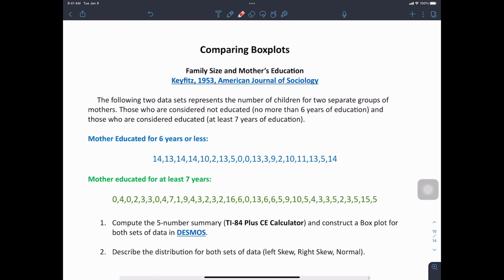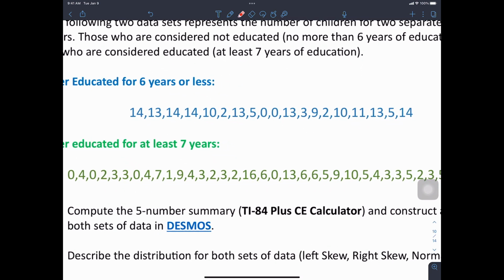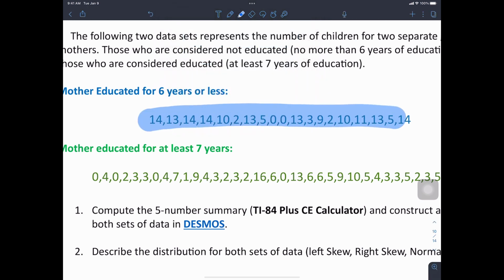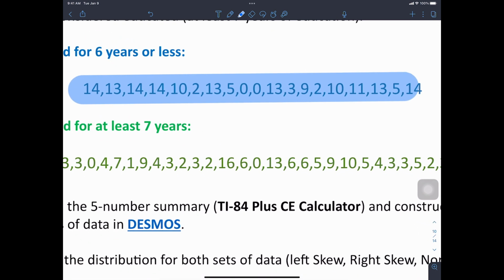Anyway, when was this study done? 1953. Let's see what's going on with those moms. I put the data in blue. This is the less educated mothers in blue. See the data values? What are the data values? 14, 13, 14, 14, 10, 2, 3, 5, 0, 0, 13, 3, 9, 2, 10, 11, 13, 5, and 14. Ladies and gentlemen, I think this is real data, by the way.